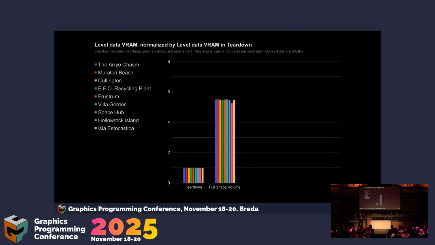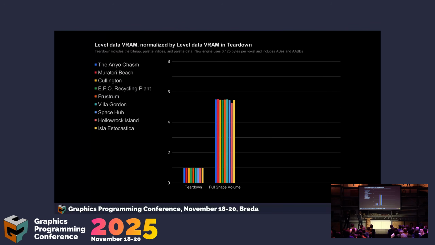So if we were to naively just use, we currently have 3 PBR properties: roughness, metalness, and emissivity. And then, of course, our albedo. So if we naively just had a single byte per channel, we would have almost 6 times as much VRAM consumption just from the level data itself.